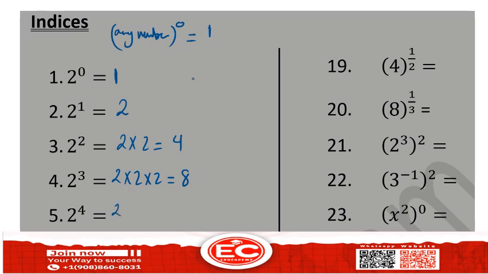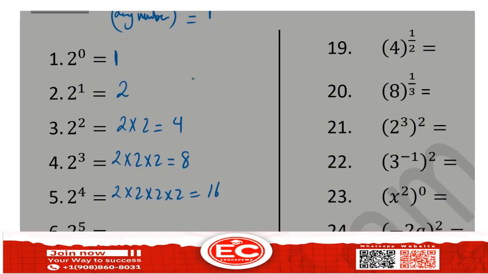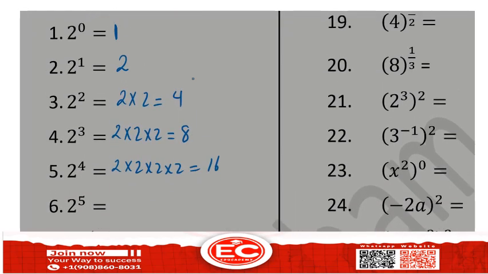2 power 4 is equal to 16. 2 to the power of 5 is 32, which is 2 times 2 times 2 times 2 times 2.